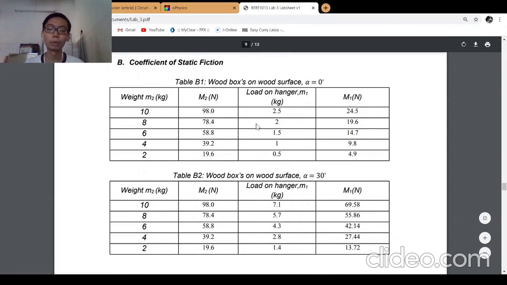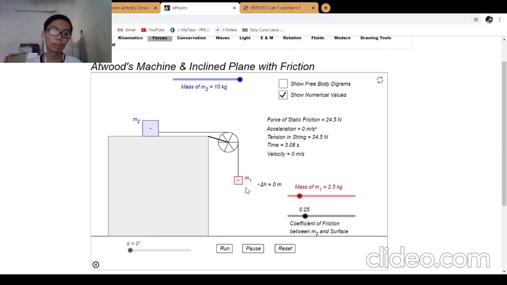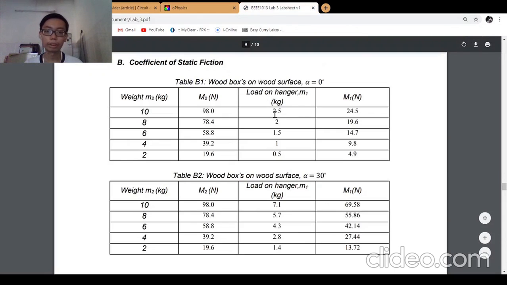Okay, so I already did all the things. I have recorded all the masses of M1. So for the first M2 equal to 10 kilogram, just like what I did before, it's 2.5 kilograms. So I write here 2.5 kilograms. And then we need to keep decreasing the M2, so it's 8, 6, 4, and 2. And then I recorded 2, 1.5, 1, and 0.5. Okay, this is because we need to do more, and then we can get an average result.